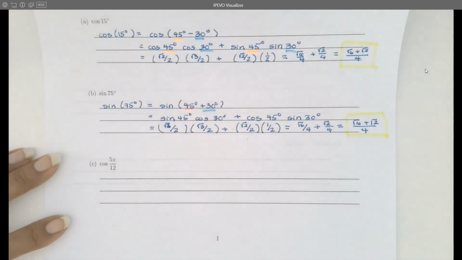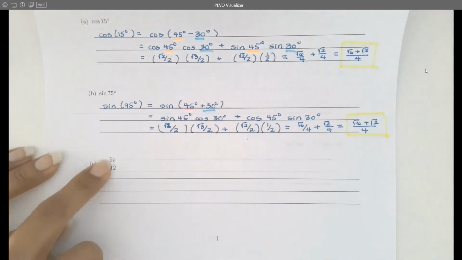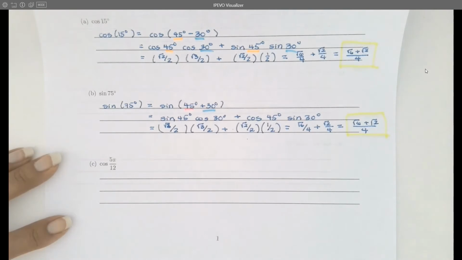So for part C, we have cosine of 5 pi over 12, which means that we're switching now to radians, and there are two methods that you can take in order to approach this problem. The first one is you can change the radians to degrees by multiplying 180 over pi into this 5 pi over 12. And then from there, trying to find two angles that add up to the degree answer, or that subtract to the degree answer.